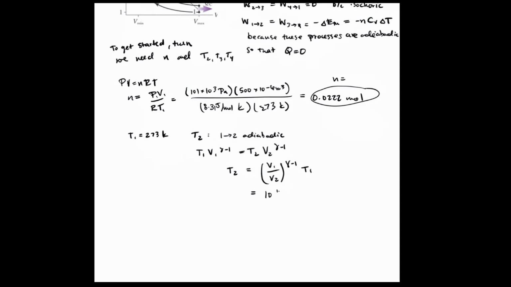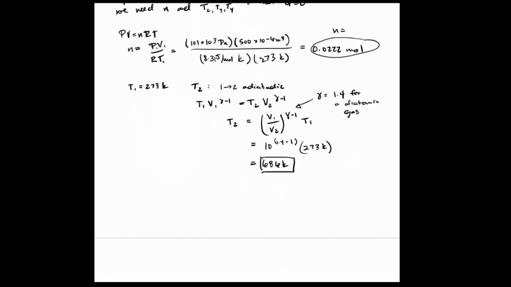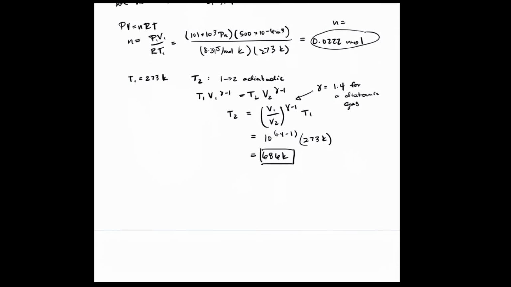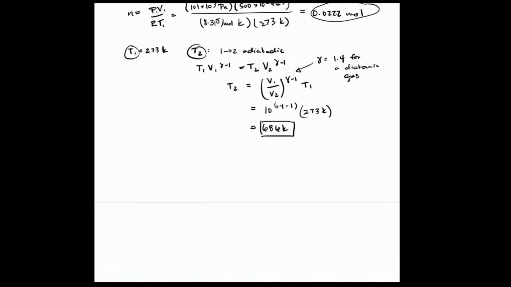We know that the volume ratio for process 1 to 2 is going to be 10 to 1. So we're going to have a 10-fold change in volume. And that's going to be a compression, so it starts at 500 centimeters cubed, goes to 50 centimeters cubed. And then remember, this is a diatomic gas, so our gamma is going to be 1.4. We end up with 1.4 minus 1 in the exponent, so it's 10 to the 0.4 times the temperature, which is 273 Kelvin, and that gives us 686 Kelvin. So now we know the temperature at point 2. We're still going to need the temperature at point 3 and point 4.